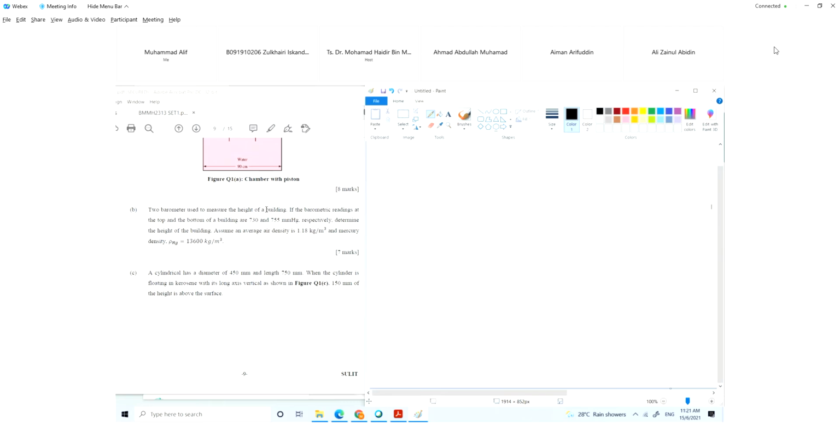Two barometers are used to measure the height of a building. If the barometric reading at the top and bottom of the building is 730 and 755 millimeter of mercury, determine the height of the building. Assume the air density is 1.18 kilogram per meter cube and mercury density is 13,600 kilogram per meter cube. There is a building, at the top the pressure is 730 Hg, and at the bottom the pressure is 755 Hg. This is the data given, only two points, with air density 1.18 and Hg density 13,600.